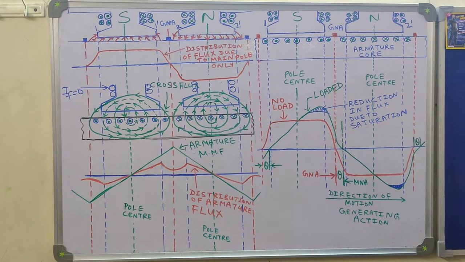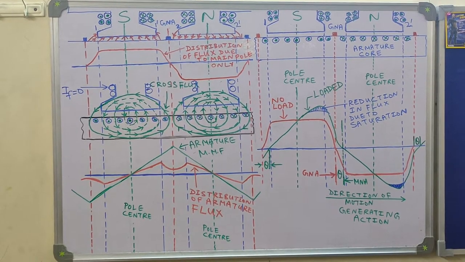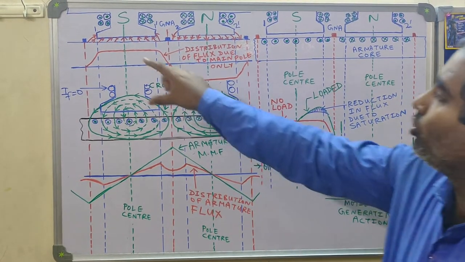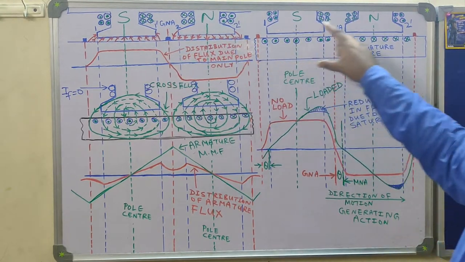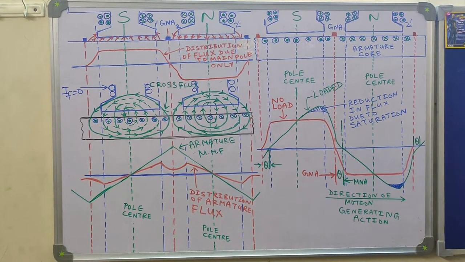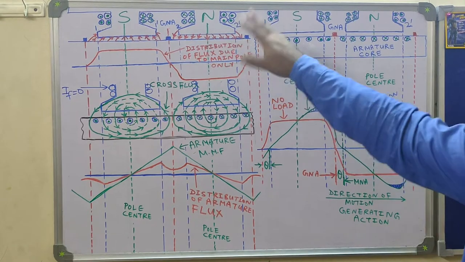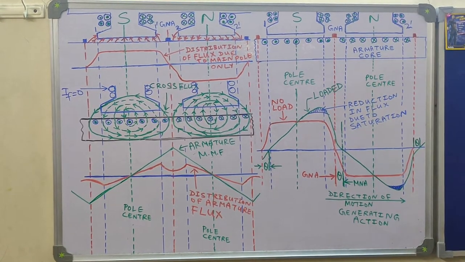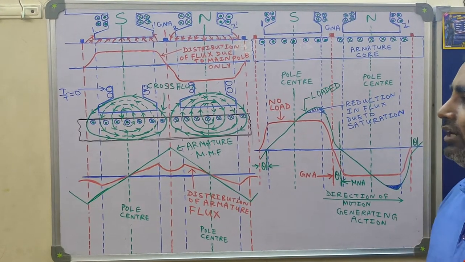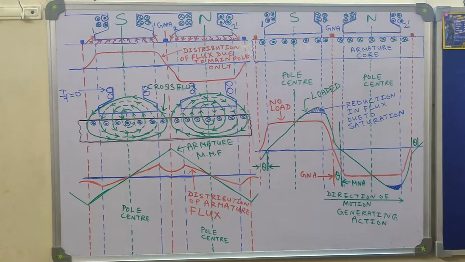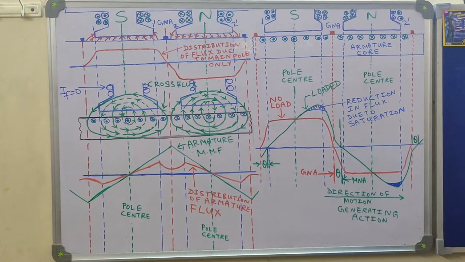First we have taken the cross-sectional view, and after that we have drawn the developed view of the two-pole DC machine. As usual, I would like to say that we are taking the number of poles to be 2 so as to avoid any confusion or ambiguity between electrical degree and mechanical degree.